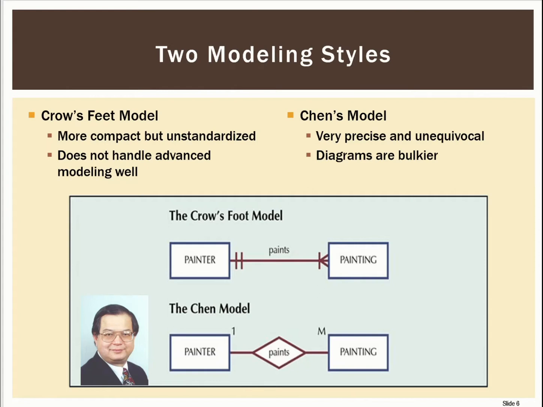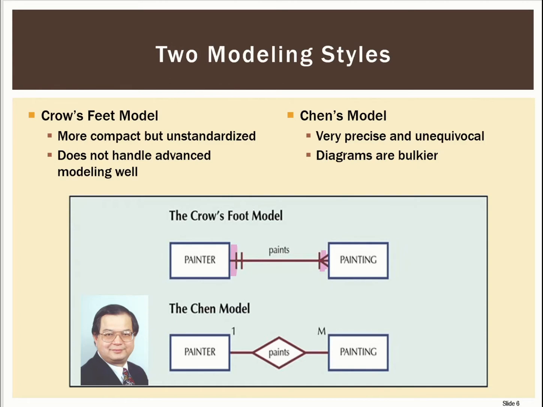As you may have noticed from the previous two slides, we've shown ER diagrams with two kinds of models. One has been called the crow's feet model, and one is called the Chen model. Now, the crow's feet model uses these three lines here that look like a crow's foot, and those three lines indicate many. So this says a painter can paint many paintings. The other side of the crow's foot model has a 1, and that means that a painting can be painted by only one painter.